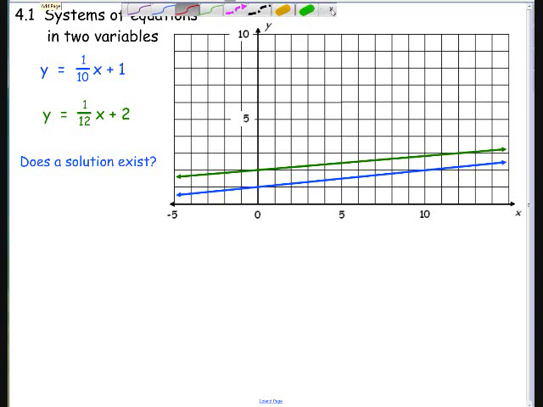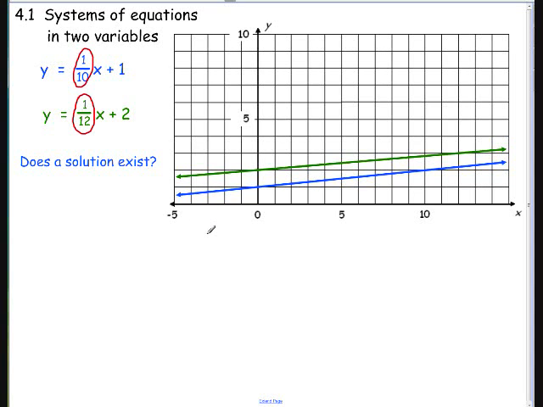Systems of equations in two variables. Here we have y equals 1/10 x plus 1. So our slope is up 1 over 10. This one, 1/12. They have different y-intercepts. The blue is right here at 1, and the y is at 2.